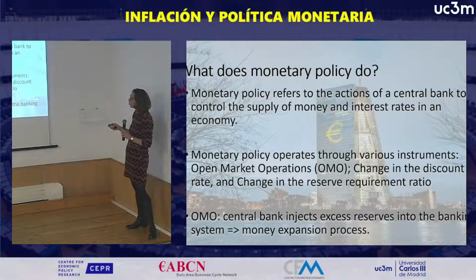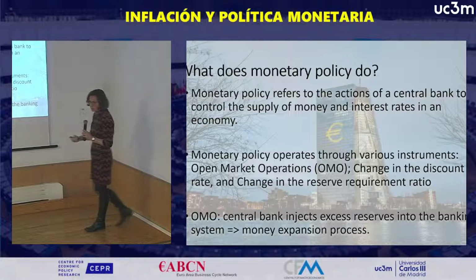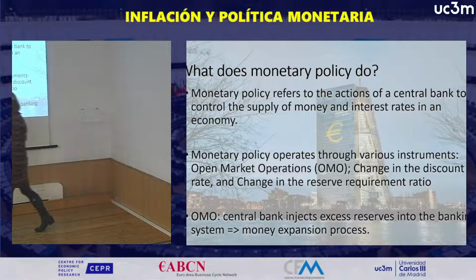Then it can also change the discount rate. What is the discount rate? When commercial banks are in difficulty because they cannot really find liquidity.